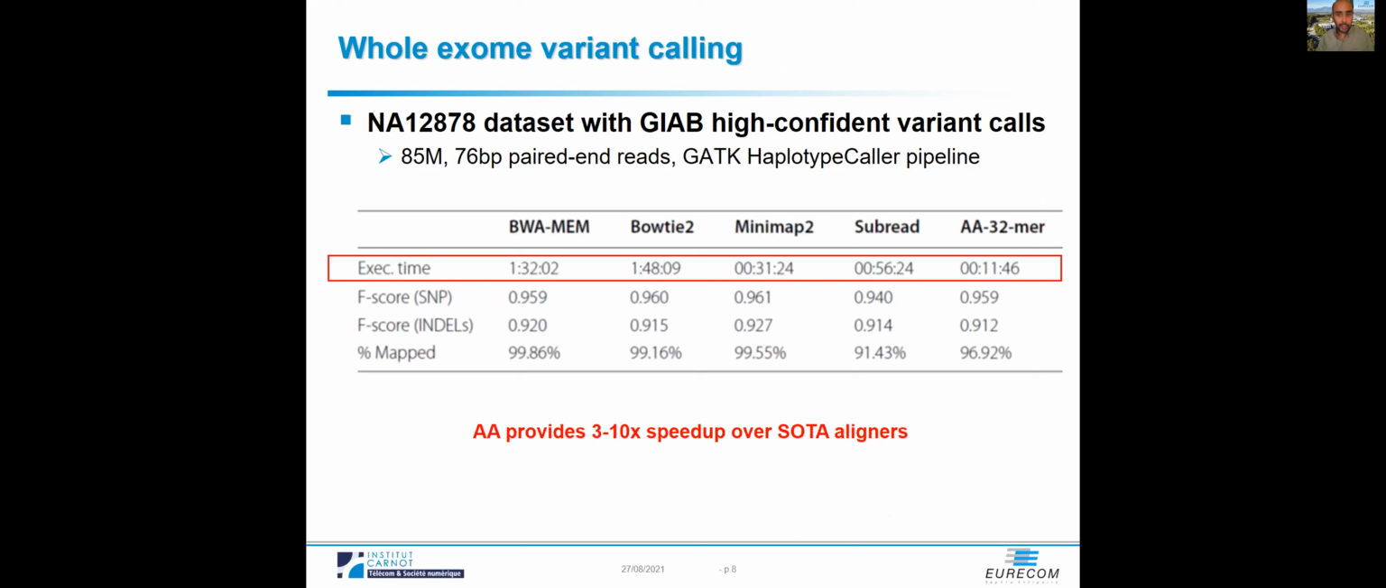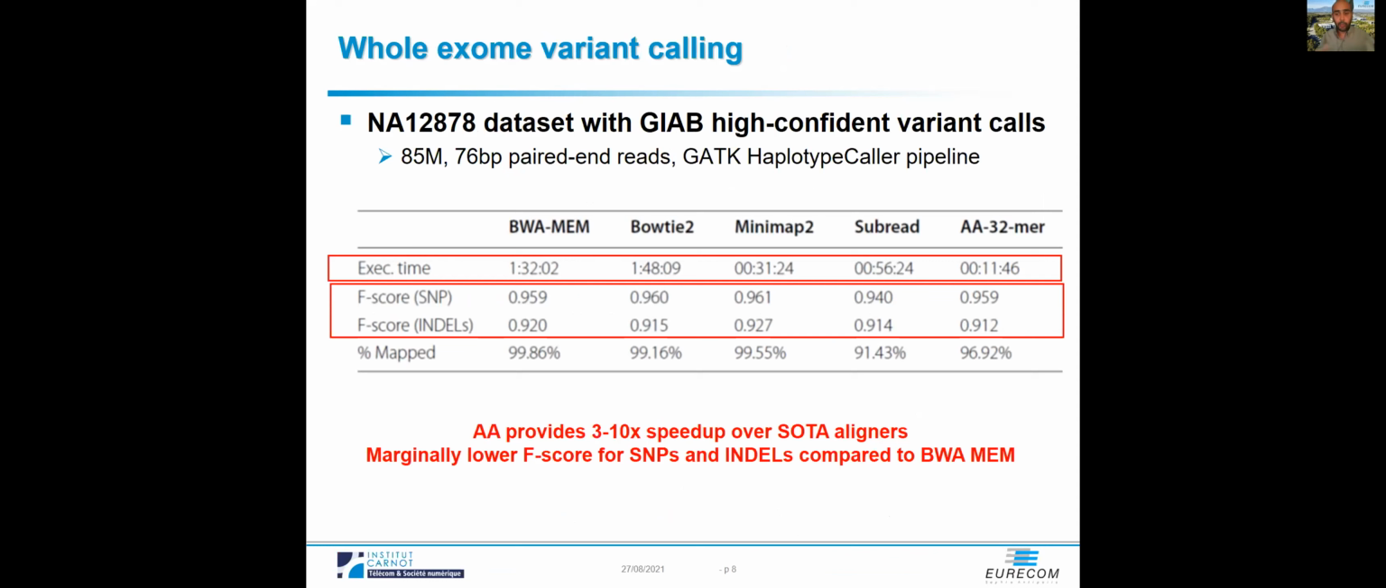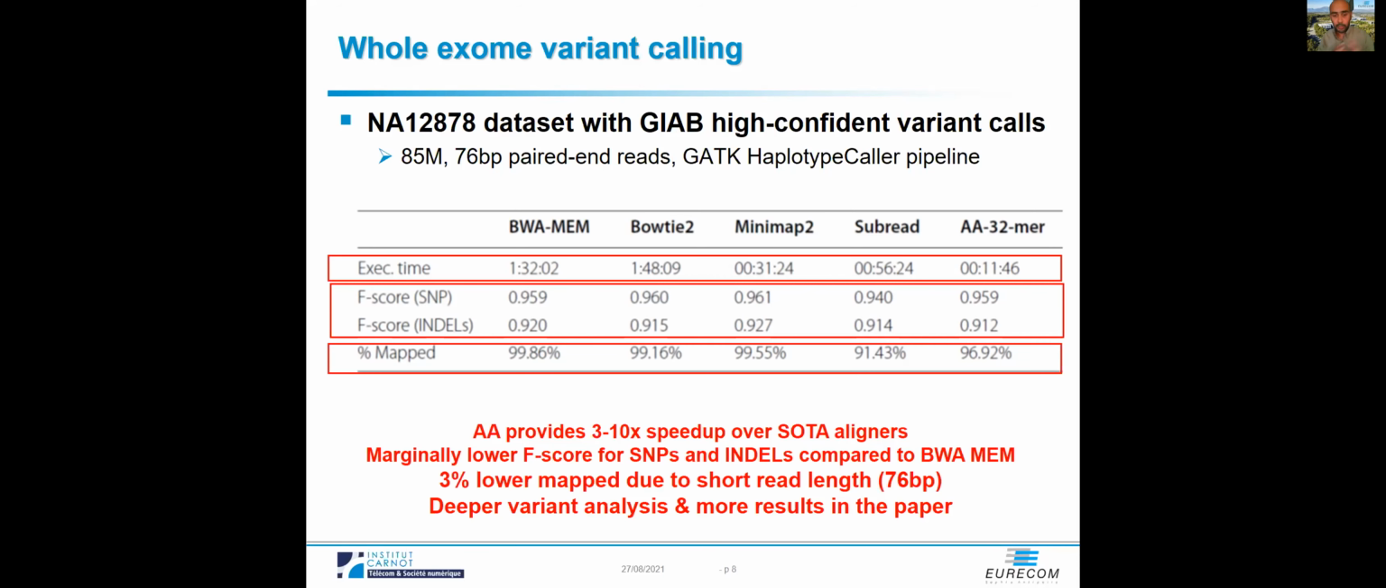In the variant calling experiment, we worked with GIAB high confidence variant calls and the NA12878 dataset. Once again, the performance that we observe is very similar to what we saw earlier. Accel-Align is about 3 to 10 times faster. The F scores are very comparable across all the aligners for both SNP and indel variants. We did notice that among the reads that are mapped, we have a slightly lower fraction of reads mapped because this particular dataset uses very, very short reads.